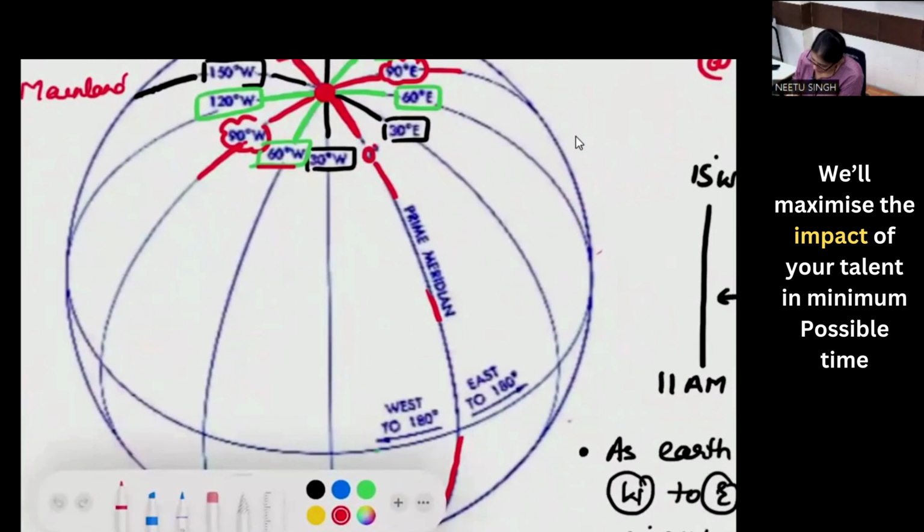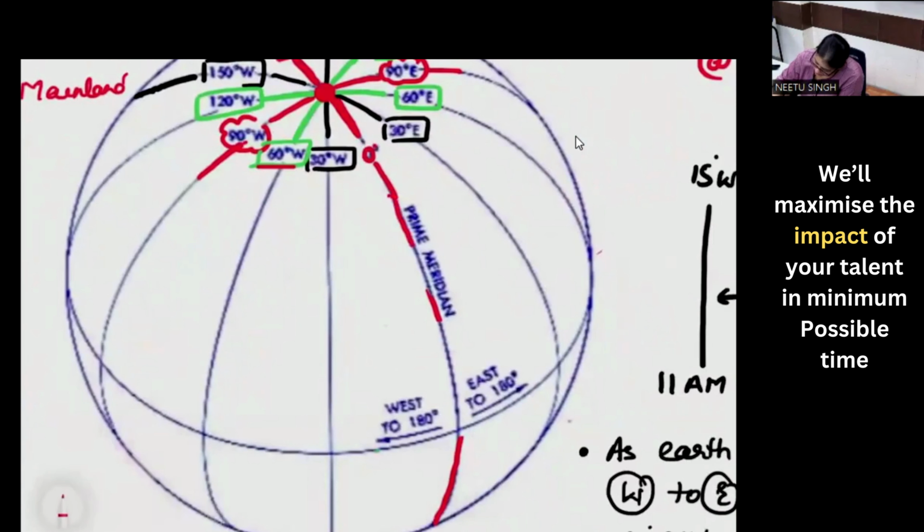Are we noticing that when I take the prime meridian into consideration, I am dividing our globe into two parts. This is east and this is west. And when I take reference of east and west, you have to justify eastern and western hemisphere with half circles each, right?